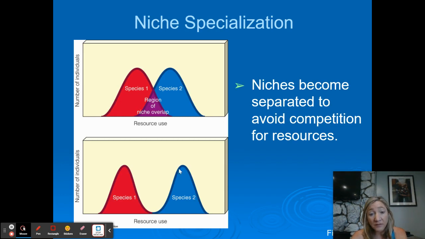When there is overlap, this is actually rare, but sometimes neither species takes the region of overlap. They both just depart so that they don't have to compete, but oftentimes one will beat out the other.